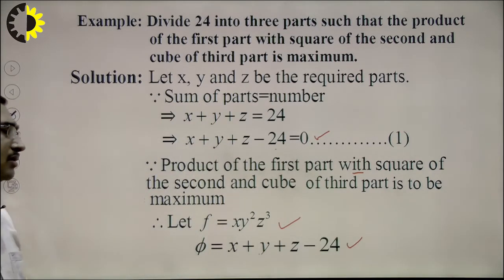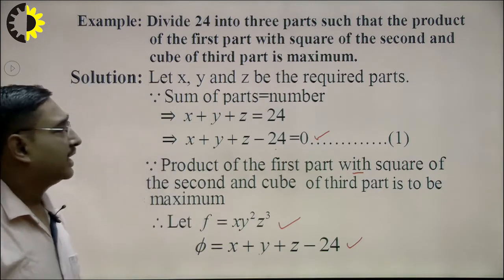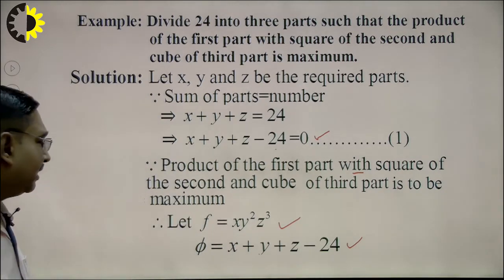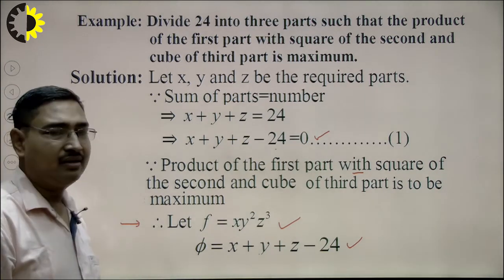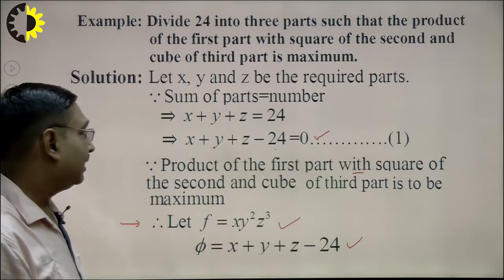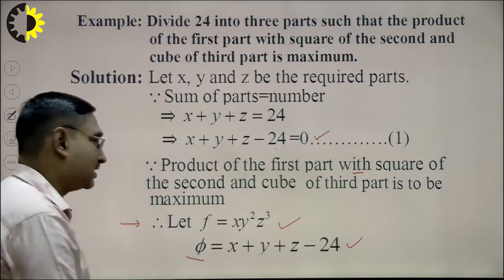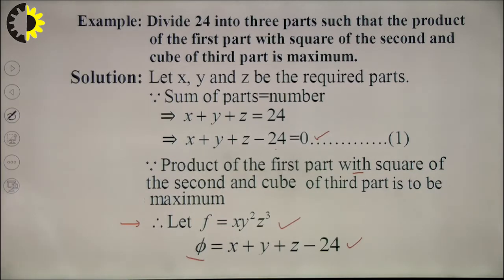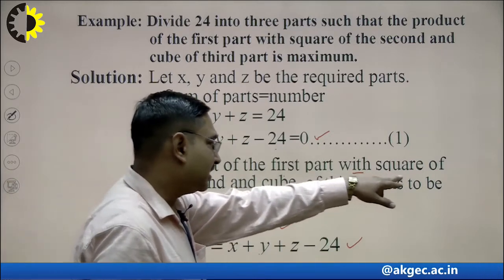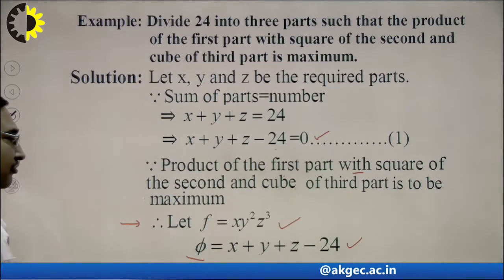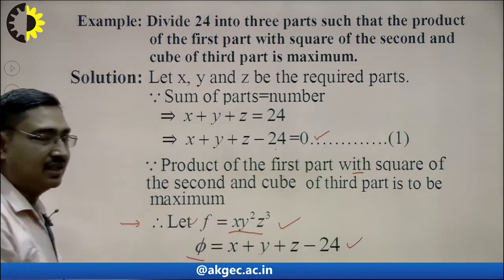In all the problems occurring before us related to the Lagrange multiplier method, the quantity which is to be extremized, which is maximized or minimized, will always be taken as f, and the quantity which is given constant or fixed will be used to construct phi. The same thing is done here, because I want to maximize the product of the first part with the square of the second and the cube of the third. Therefore this quantity x y square z cube was taken as f.